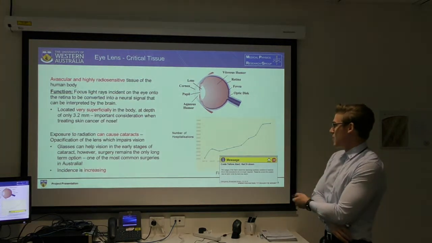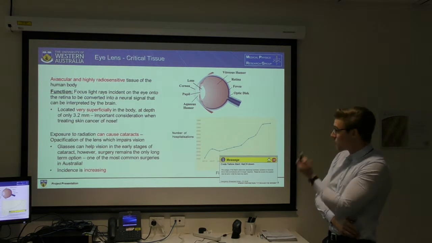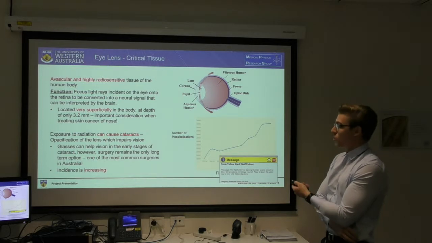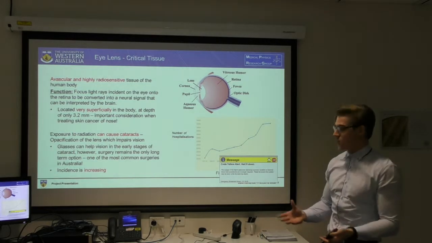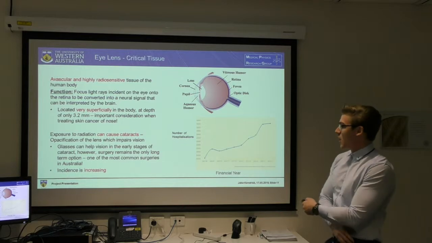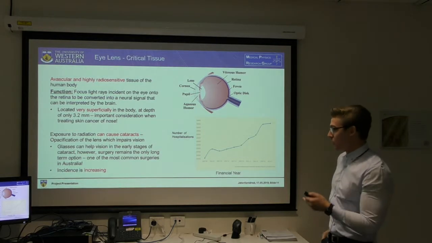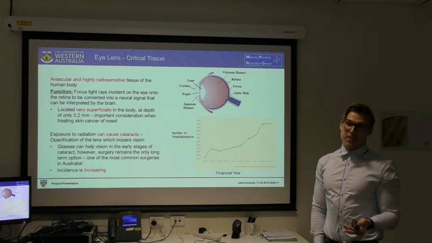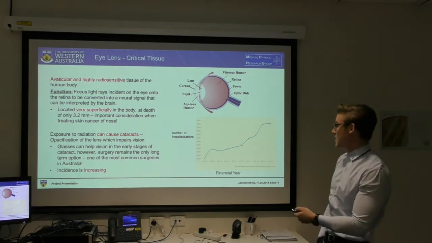So yeah, that's an important consideration to take into account. Exposure of the lens to radiation can actually cause cataracts, which is essentially just an opacification of the lens, which impairs vision. Glasses can help this in the early stages, but the only long-term option for treating this is surgery. And its incidence is increasing.